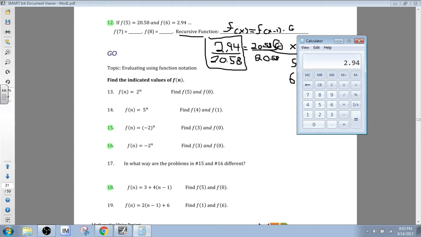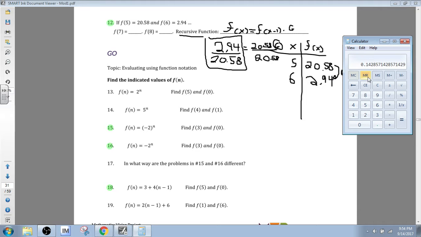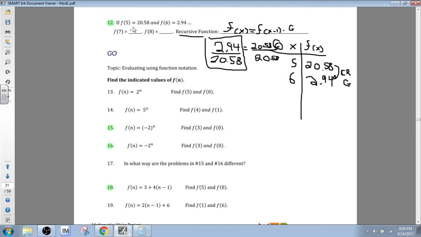2.94 divided by 20.58. So I know that this is my growth value. Okay? It's an ugly growth value, don't get me wrong, but that is what it is. That's what it would have to be to make this true. So if I were to take this and multiply it by our stage 6 here, 2.94, I get 0.42, etc., etc. So that's how we do that one.